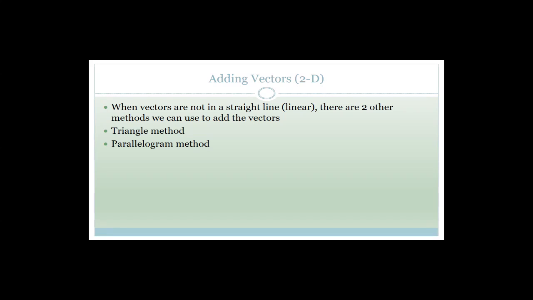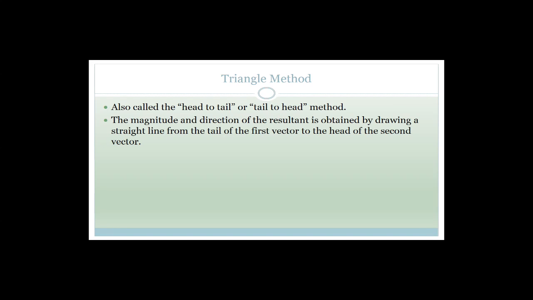Okay, so let me tell you about the triangle method versus the parallelogram method. The triangle method is called the head to tail or the tail to head method, depending on whose textbook you are looking at. Okay, so the magnitude and direction of the resultant is obtained by drawing a straight line from the tail of the first vector to the head of the second vector.